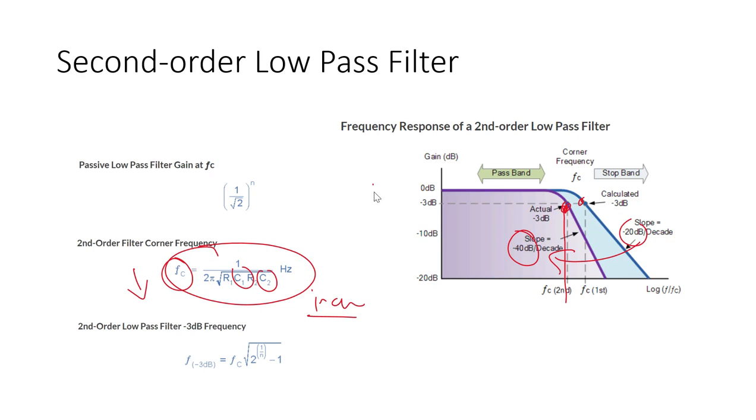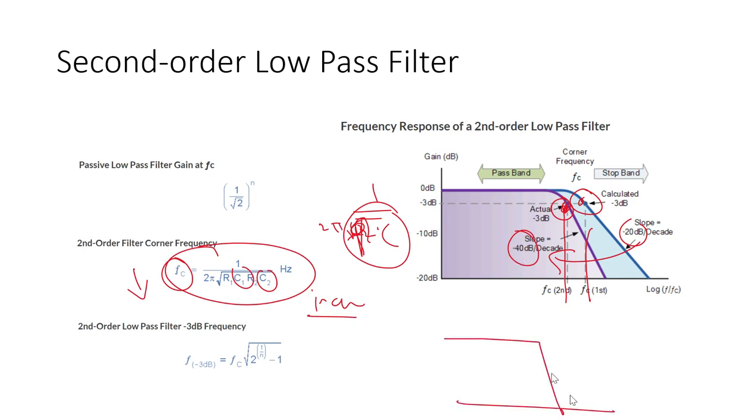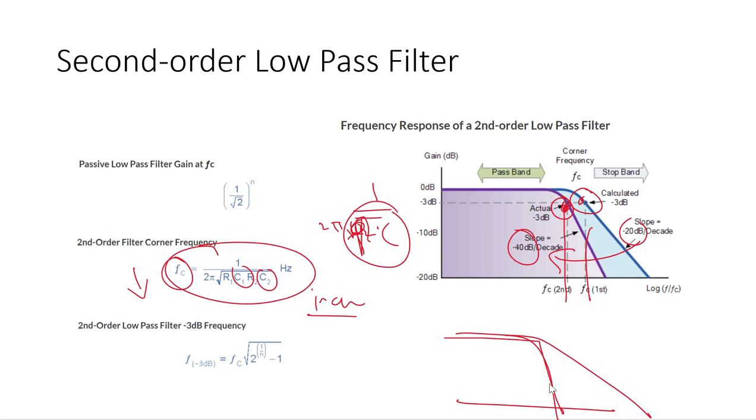So first we had 1 over 2 pi RC. So 2 pi RC was bigger than 2 pi R1 C1 R2 C2. So that's why the first one is here and the second one is here. So this is a bit lower, FC2 for the second. Okay, and the gain is converted to minus 40 dB, because the graph is now steeper. It is not like this, it is like this. So this is the frequency response of second order filter.